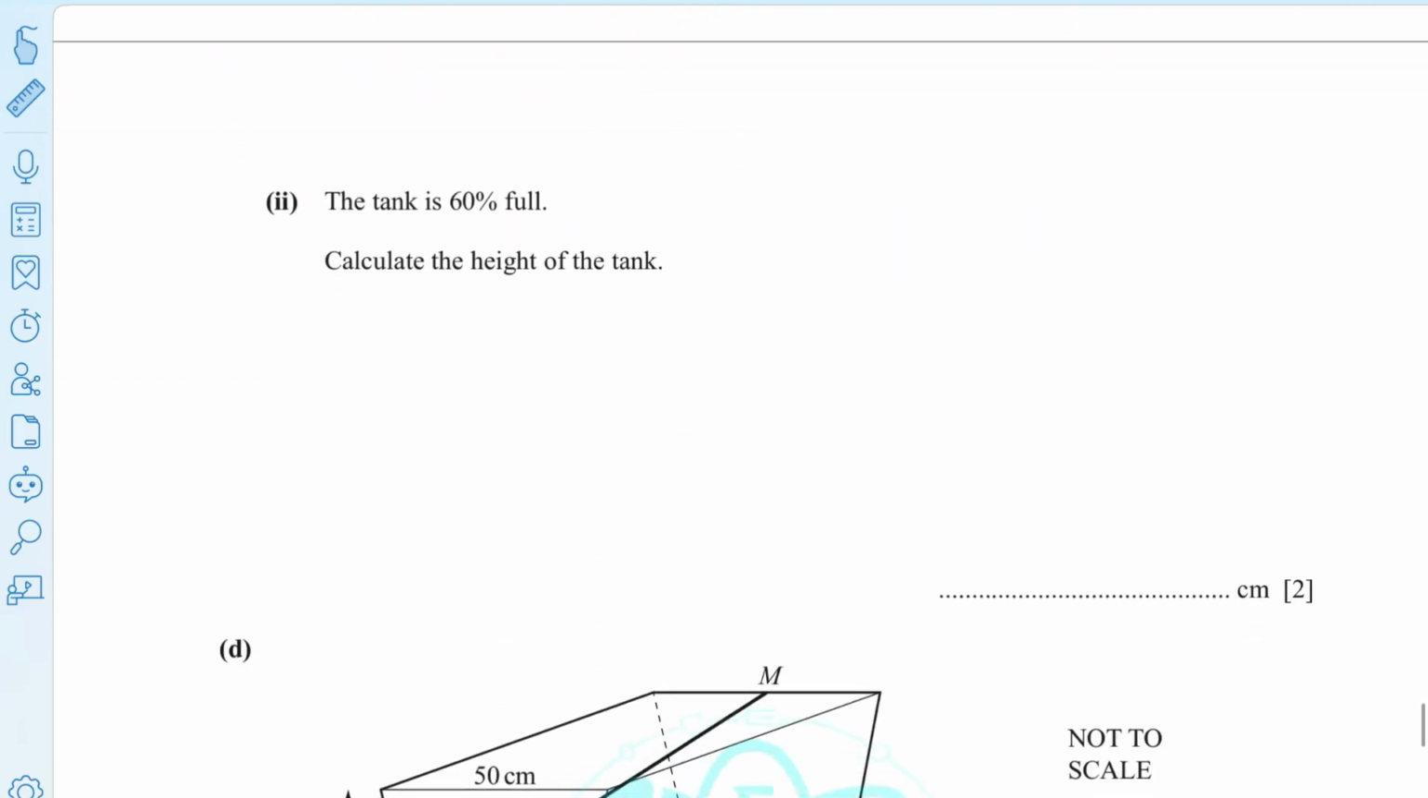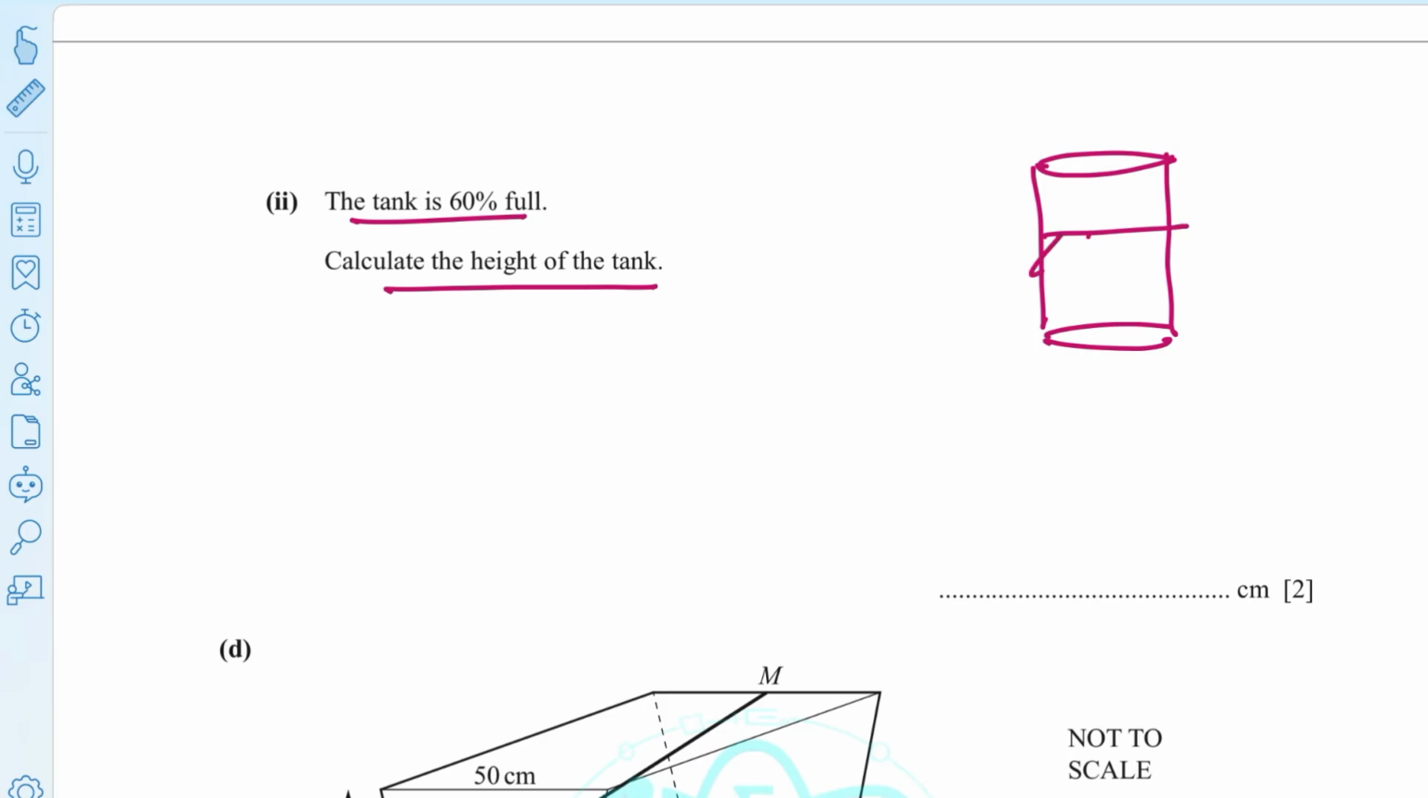Next, the tank is 60% full. Calculate the height of the tank. Try to understand this question. This is the vertical tank that is given, right? The tank is full up to this much, and this height is given as 84 centimeter as per the question. Now the question is, find the original height.